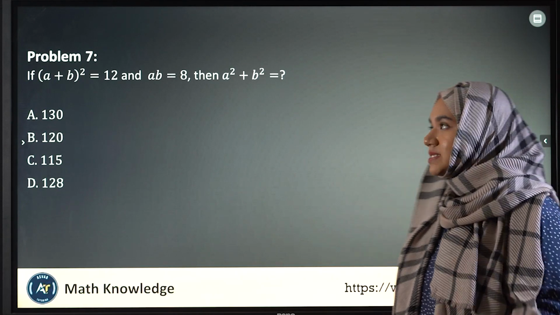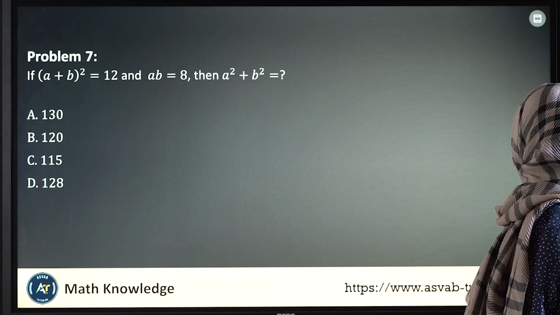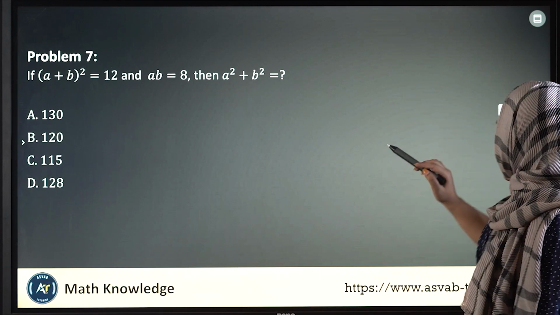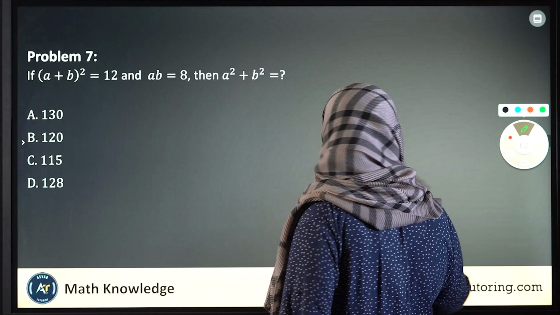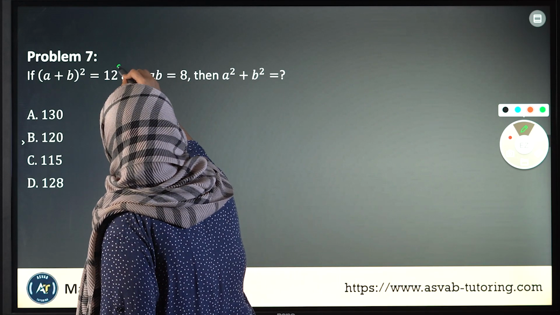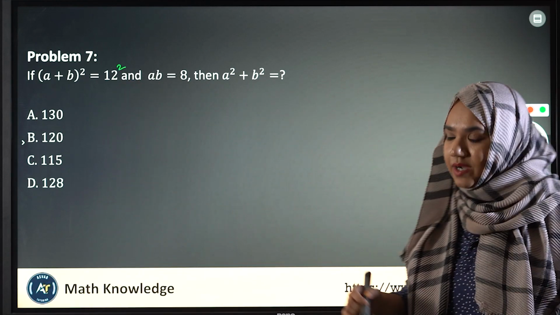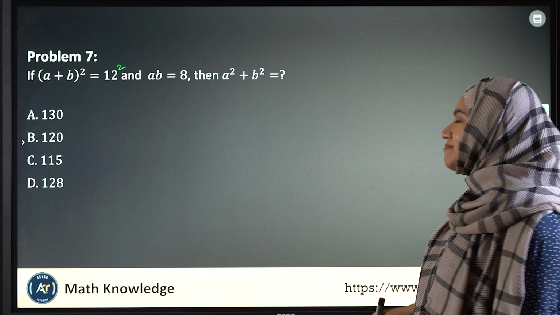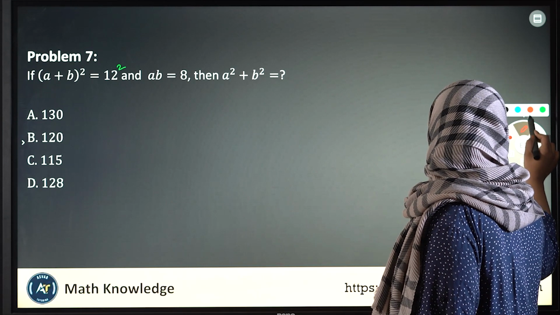Let's move on to problem number 7. Before we start problem number 7, I'll just point this out. There was a slight error in the question. I'm going to point with a green. The correct answer does have a square here. It's not going to happen in your actual exam, just clearing it out. All right, so moving on.